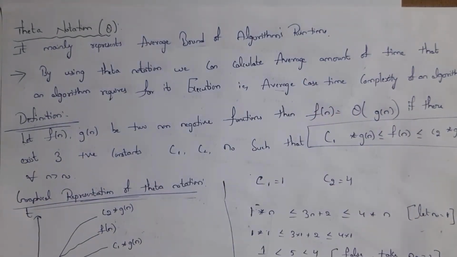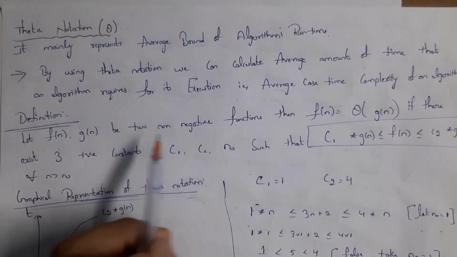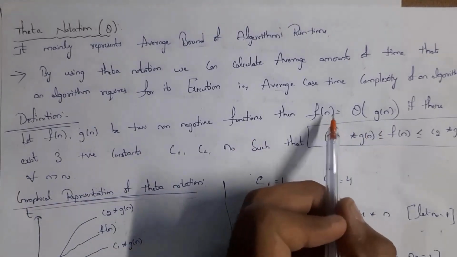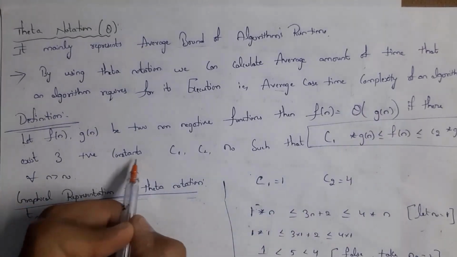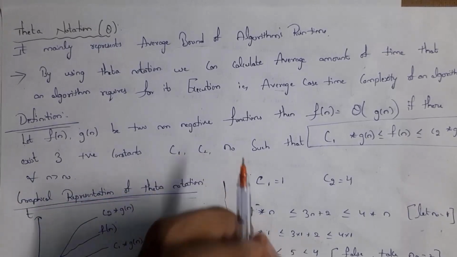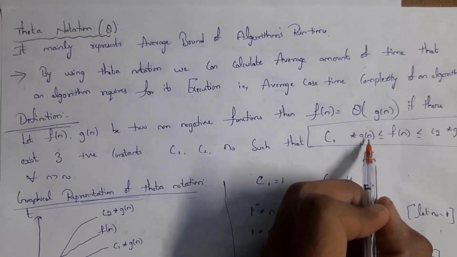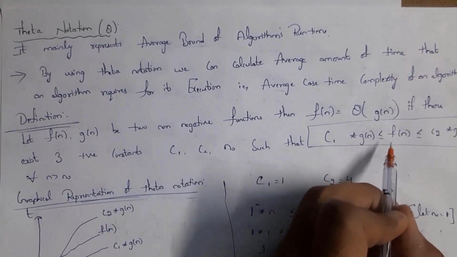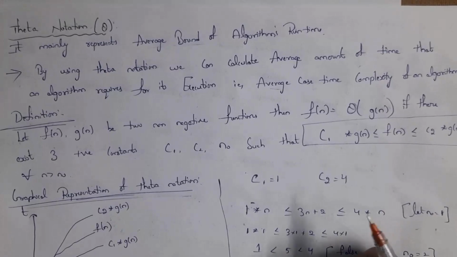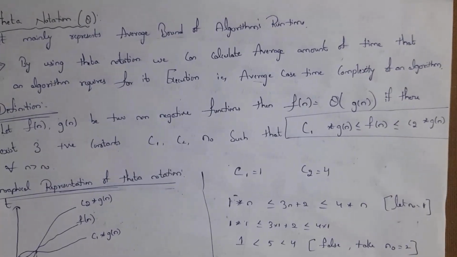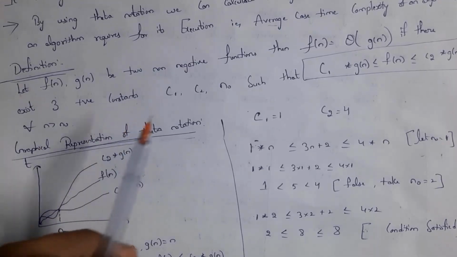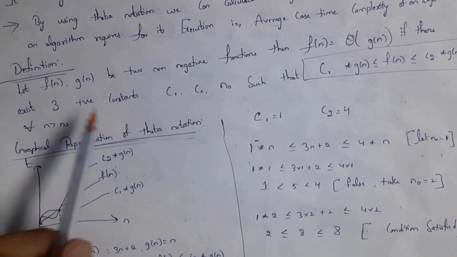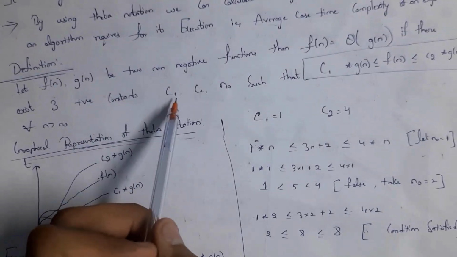This is the definition of theta notation. Let f of n, g of n be two non-negative functions, then f of n equals theta of g of n if there exist three positive constants, c1, c2 and n0, such that c1 into g of n is less than or equal to f of n, which is less than or equal to c2 into g of n, for every n greater than n0. Whereas in big O and big omega notations there are only two constants, c and n0, in theta notation there are three positive constants: c1, c2 and n0.